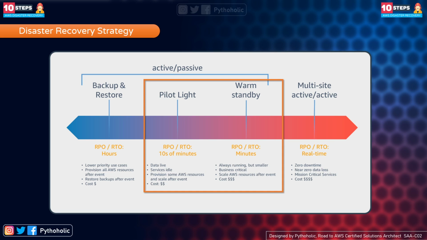Then we come to the next active-passive disaster recovery strategy, that is warm standby. So here your services in another location or region are always running, but it's a scaled down version of your actual setup. So this is very good for business critical applications. And when you have a disaster, you can scale up your resources. And obviously it will cost you more than the previous two setups, but it is reasonable with recovery time. And the recovery time is in minutes. So it's a very good option as well.